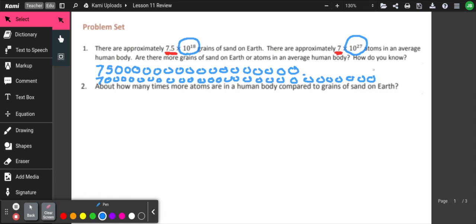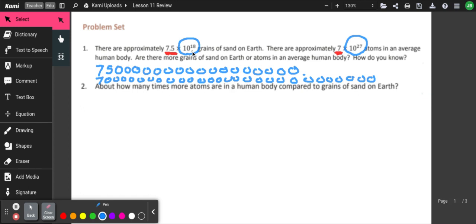So from that, we have to ask ourselves, which one is greater? And the answer is obvious. It's the amount of atoms in the average human body, because 7 times 10 to the 27th power is a much larger number than 7.5 times 10 to the 18th.